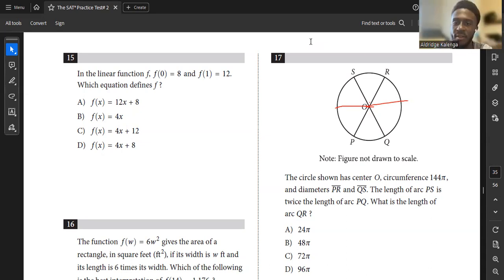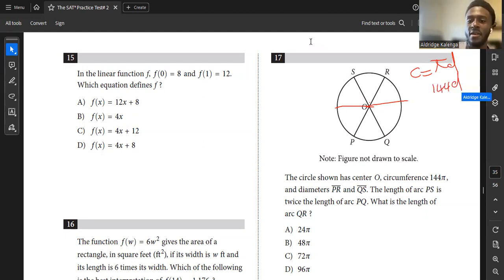Do you guys get that? Kind of. That's a smart way of doing it. So what he's saying is, we know that the diameter is 144. That's brilliant, by the way. Remember, circumference is 144 pi. Sorry, my bad. Circumference is the same as pi times diameter, right? So if we have 144 pi, it means our diameter is 144.